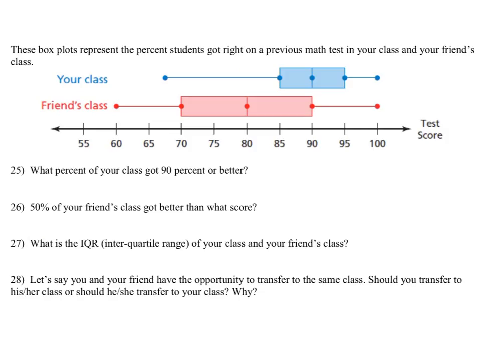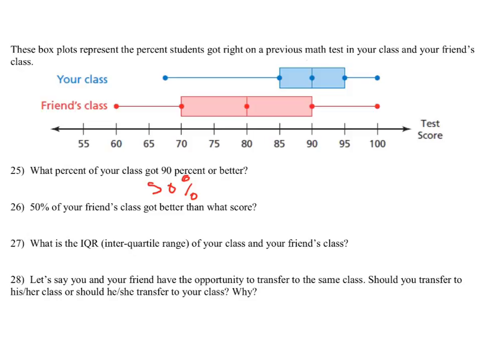And if you flip over to this part, we got what percent of students got right on the previous math test. And you got yours, your class, and then your friend's class. What percent of your class got 90% or better? Well, 90% is right here. And, well, that's right at the median. And so 50% of your class got 90% or better.